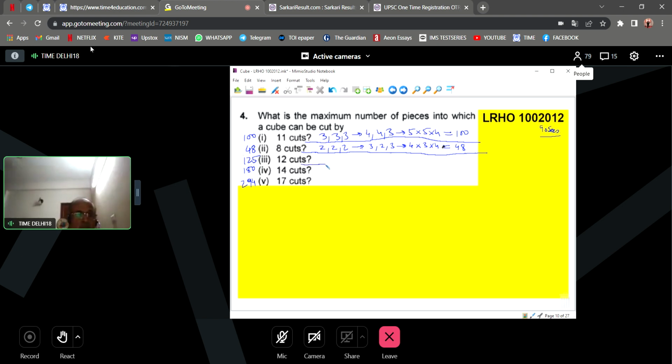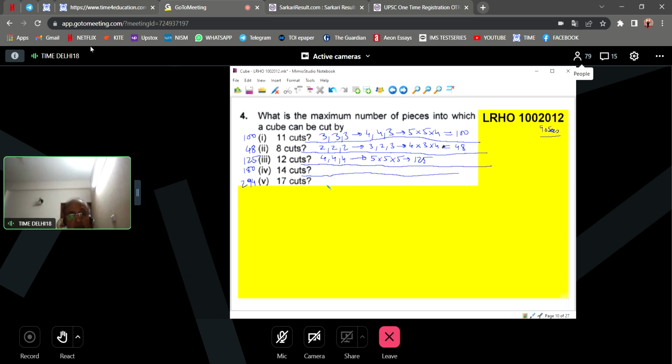The third one is an easy one because it's a multiple of 3. How many cuts go to each direction? 4, 4 and 4. Do I have any more cuts left? No. So I find the number of pieces that I'll get. 5, 5 in the second, 5 in the third. Total how many pieces will I get? 125. Is it fine? 14 cuts is already done.